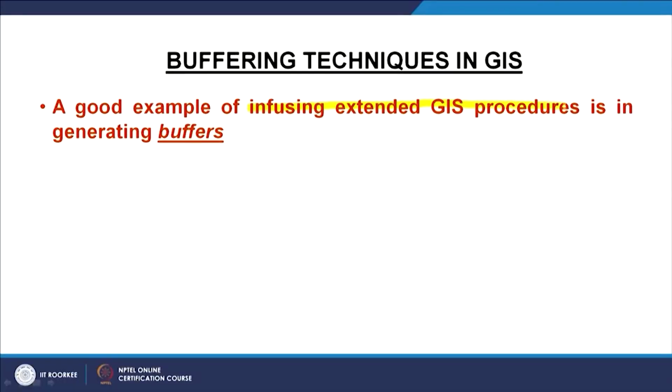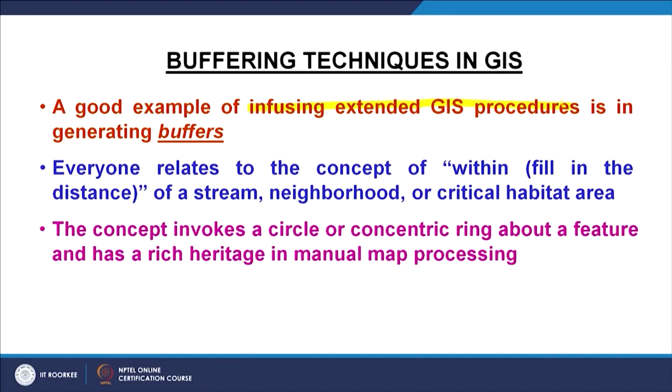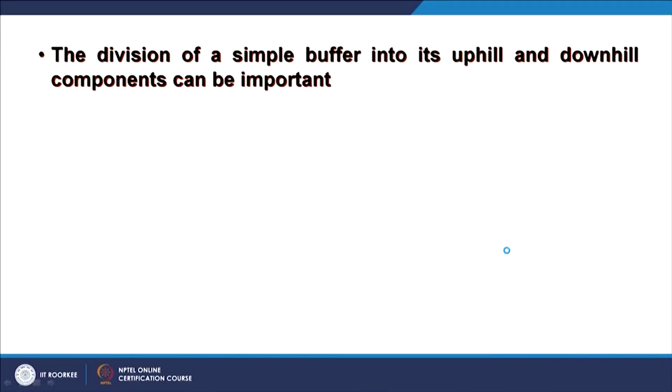So, for that I can infuse some other GIS procedures to create more realistic buffers, by using such impedance. Everything which relates to the concept of within a distance of a stream, neighborhood or critical habitat area, we can do this buffering. As you have seen, this concept involves a circle or concentric ring about a feature, and that has a rich heritage in manual map processing. So, in that way we can create buffers.